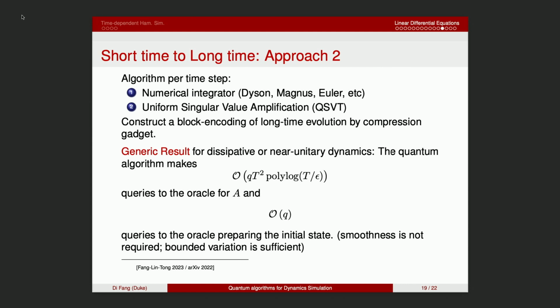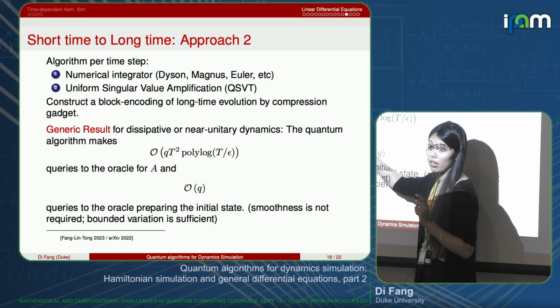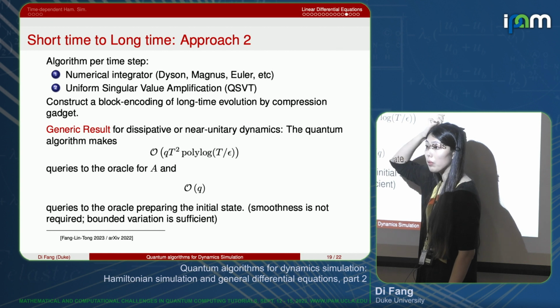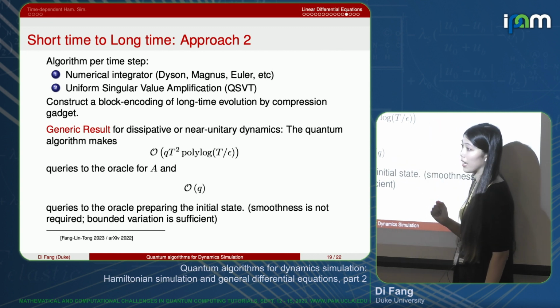But luckily, you don't need to assume A is analytically smooth. Bounded variation is going to be sufficient. However, you may wonder, if A is really analytic and you use this boosting strategy, can you recover the linear in T? The answer is unfortunately you cannot. This T squared has to be there if at each time step you are making some approximation, but it's still polynomial in terms of T. So this is the scaling you get.